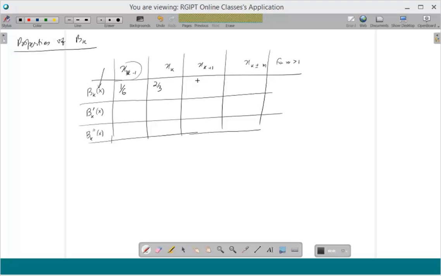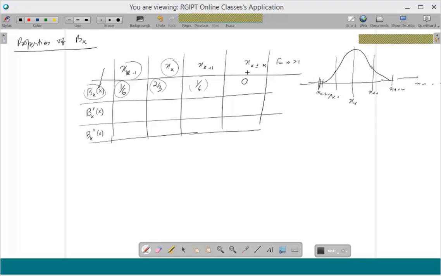The values of Bk will be 1/6, 2/3, and 1/6. Bk will always peak at xk, and the peak value is 2/3. The other values are at the next junctions: xk minus 1, xk plus 1, xk plus 2, xk plus 3, and so on, and xk minus 2, xk minus 3, and so on.